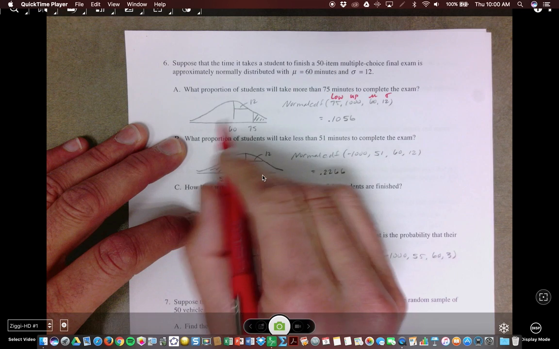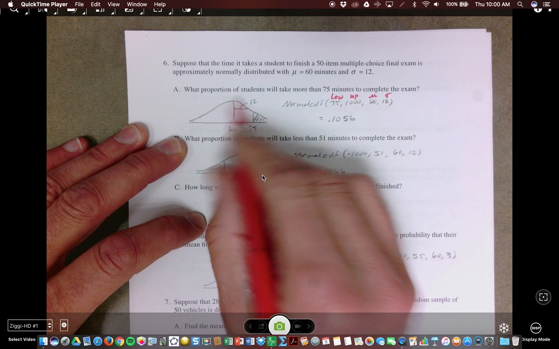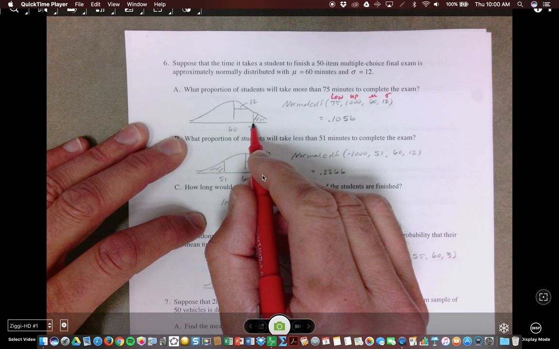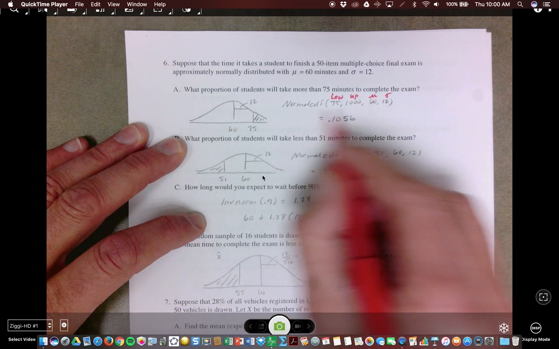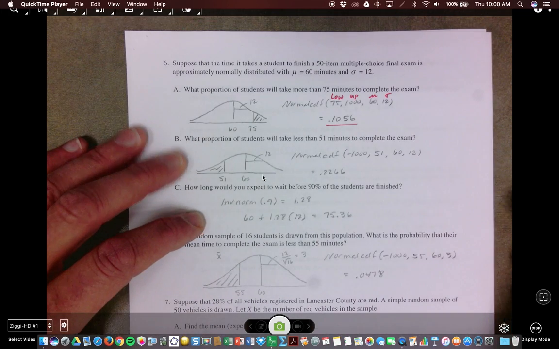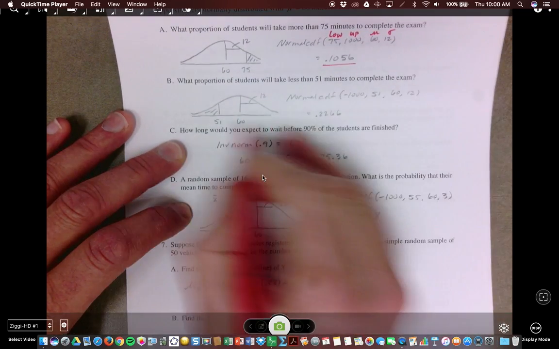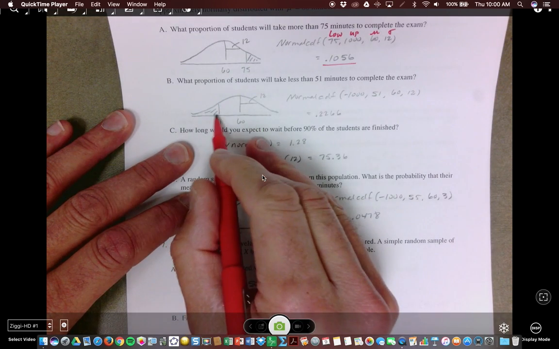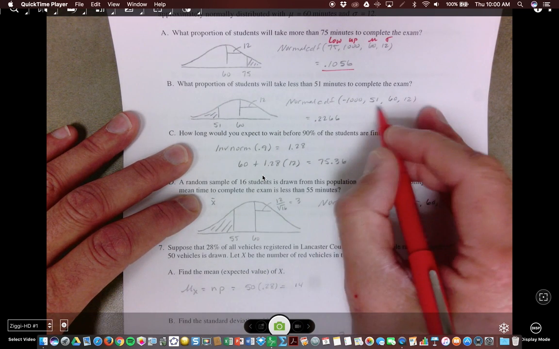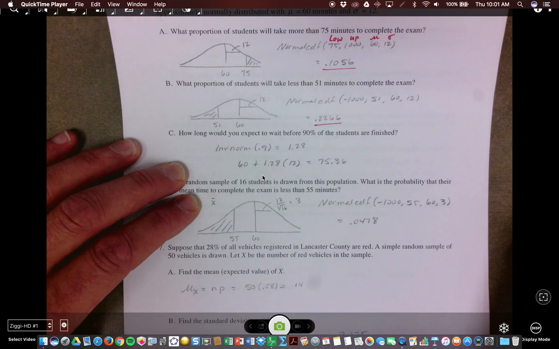All right, so this one says, what's the probability that it will take more than 75 minutes to complete the exam? We've got a normal distribution with a mean of 60 and a standard deviation of 12, and we want to know the probability that we're going to take more than 75 minutes. Putting that in the calculator with a normal CDF is going to give you about 10.5%. Okay, what proportion of students will take less than 51? Same kind of question, same distribution, but now we want the probability of being to the left of 51. So the lower bound would be negative infinity, the upper bound would be 51, the mean is 60, and the standard deviation is 12, and you're going to end up with about 22.6%.